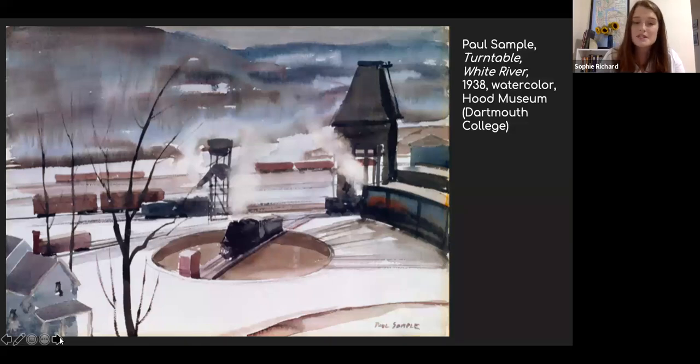So much of Sample's artistic career up to this point had been spent in California, where the color palette was much brighter. And here I think we see Sample figuring out what to do with the New England landscape, using darker color to symbolize the cold, etc.